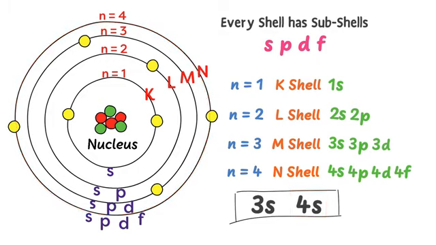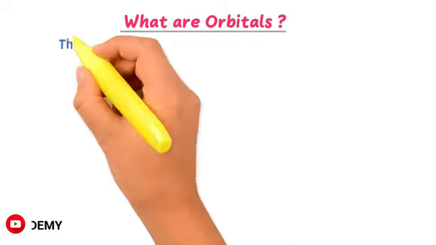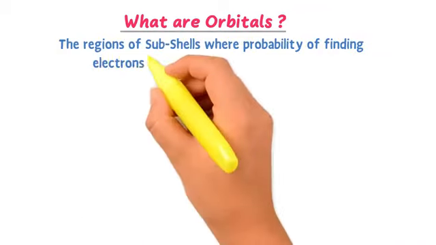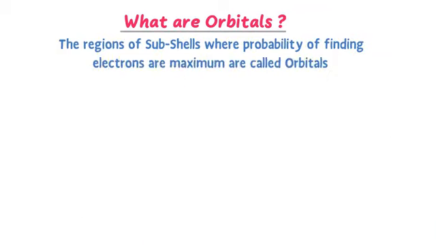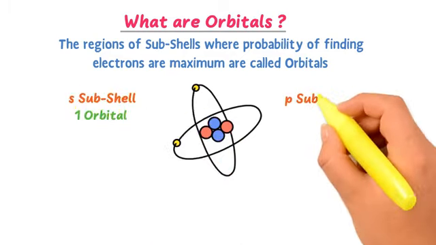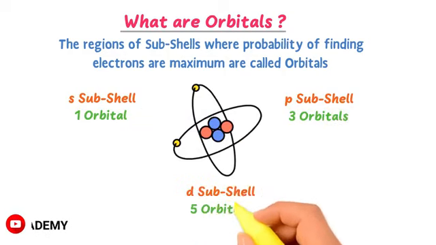Finally, let me teach you what orbitals are. Well, the regions of subshells where the probability of finding electrons is maximum are called orbitals. You can say that these are the three-dimensional paths where chances of finding electrons are maximum. For example, the S subshell has 1 orbital, the P subshell has 3 orbitals, and the D subshell has 5 orbitals.